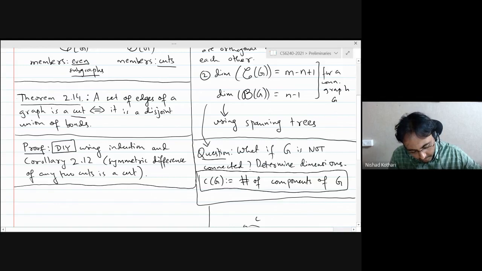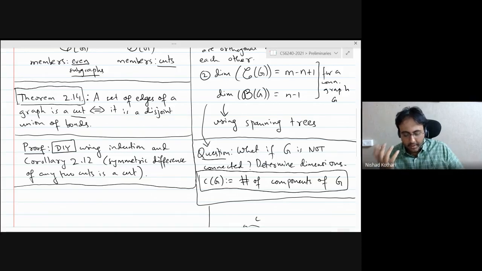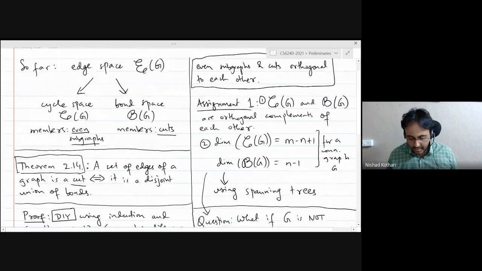So, theorem 2.14, I'm going to leave it as an exercise using induction on the set of edges. You take a set of edges and you induct on the number of edges in this set. What you want to do is use corollary 2.12, which says that the symmetric difference of any two cuts is a cut. Using this corollary, you can easily prove theorem 2.14 in a similar way as we proved that any even subgraph is a disjoint union of cycles. So this is a very similar statement for cuts and bonds. Okay, good.